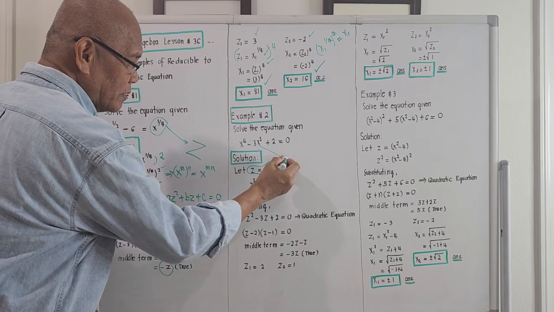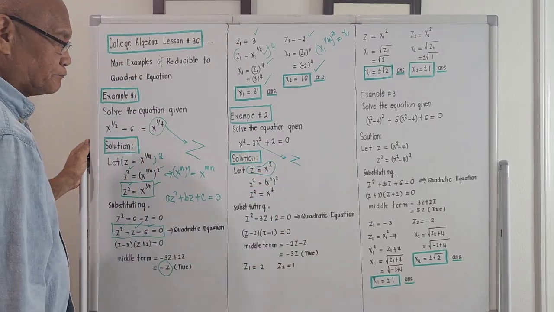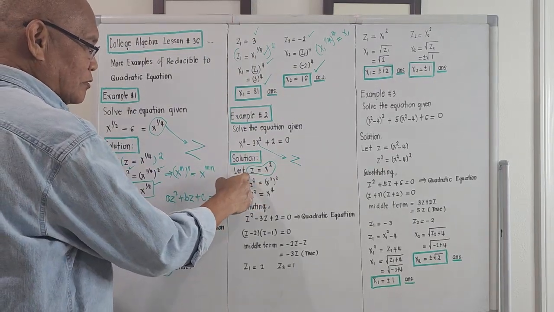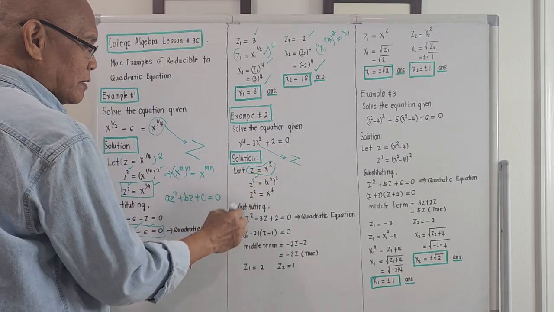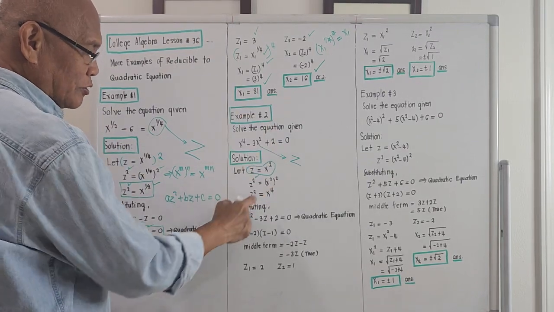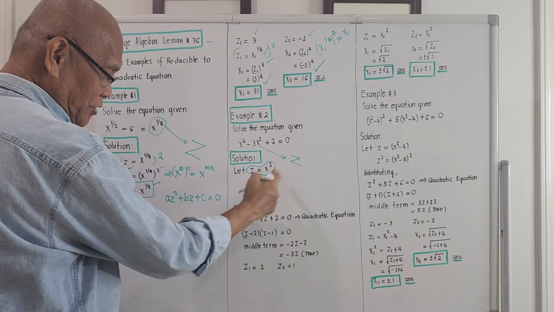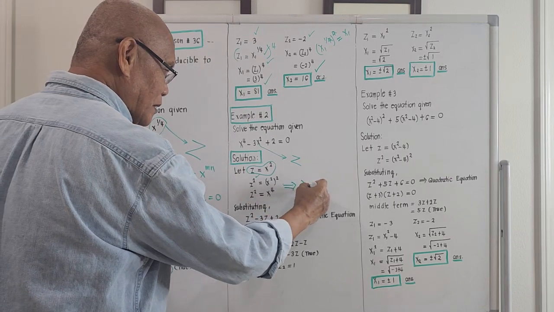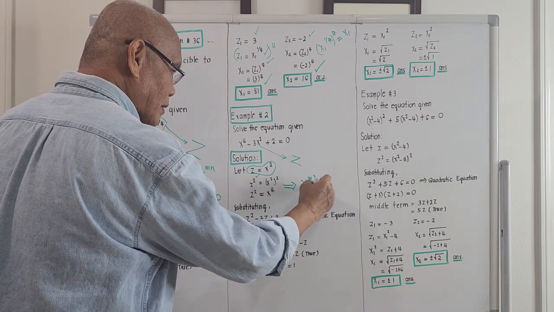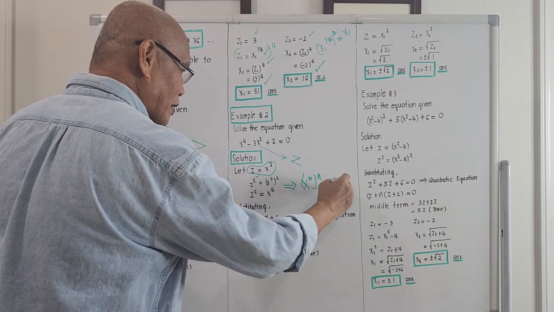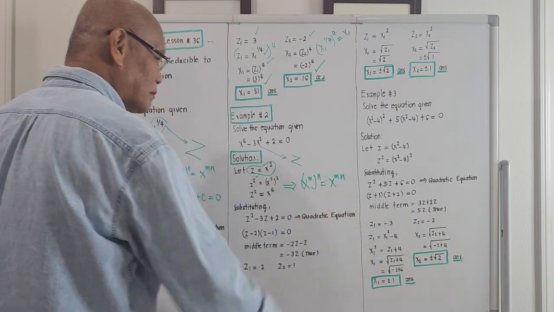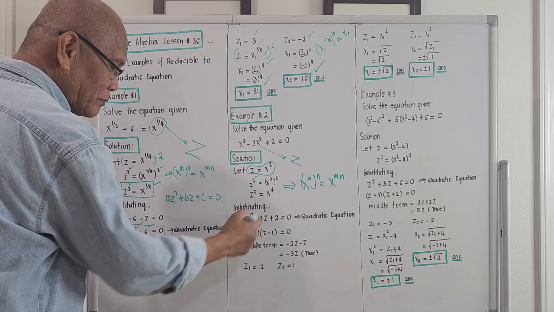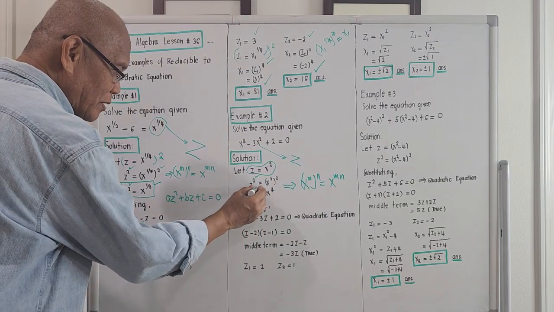We leave this one to be z. Okay? Squaring both sides, z to the second power will be c squared, and x squared to the second power, this should be x squared, raised again to the second power. So again, we will still be using the equation x to the m raised to n should be equal to x raised to mn. So x squared raised to the second power will be x to the fourth. That will now be z squared.